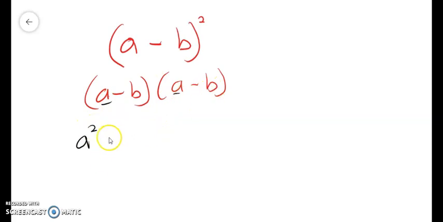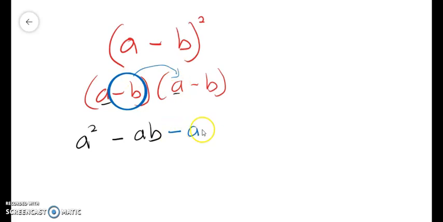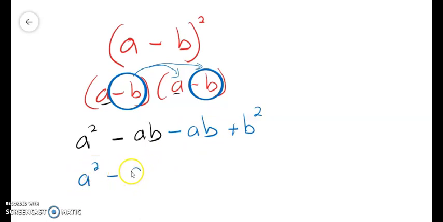A times negative b, you got minus ab. The same thing we do for this one. We just take a negative b here, multiply with a, we have negative ab, and we multiply with a negative b. Alright, so don't forget this. So we have negative negative, we have a plus b square. And then we can simplify this as a square minus 2ab plus b square. The only difference is here you have a negative value.